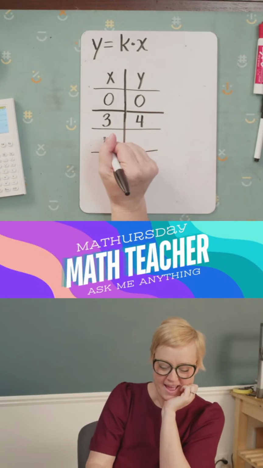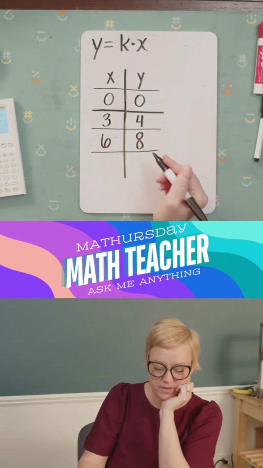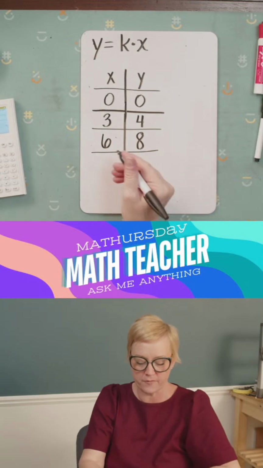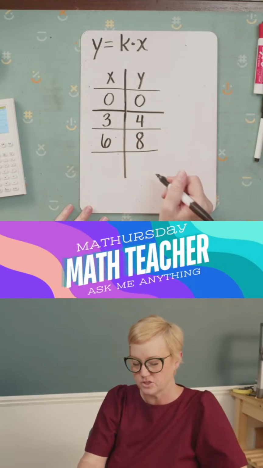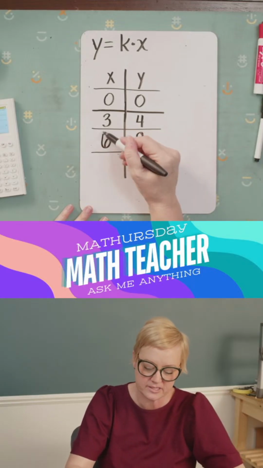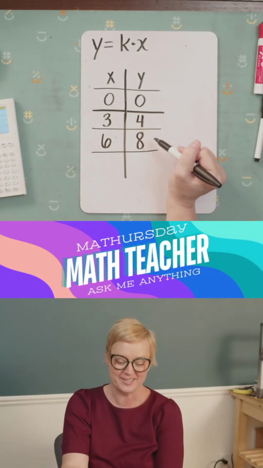Okay. So this would be 6 and 8. So then if we keep going, we could do like 9 and 12 or anything like that. And you can see that this one is increasing like +3 and this one's increasing like +4.